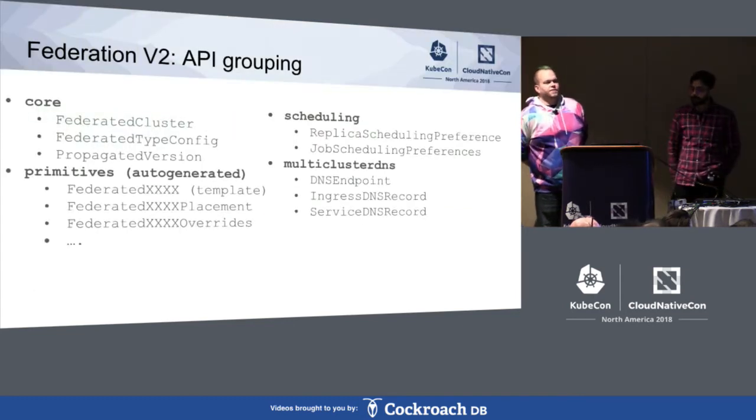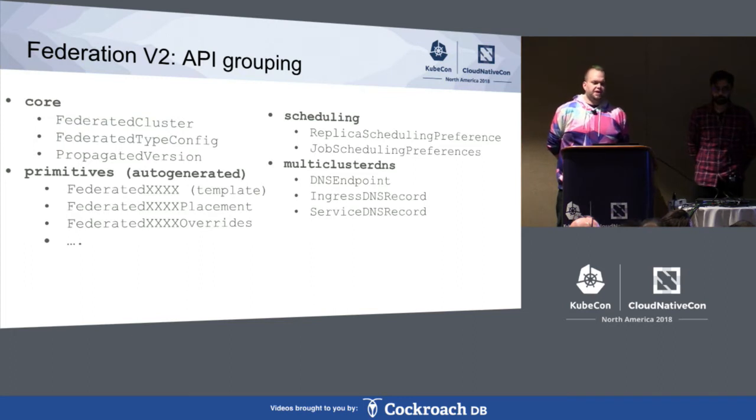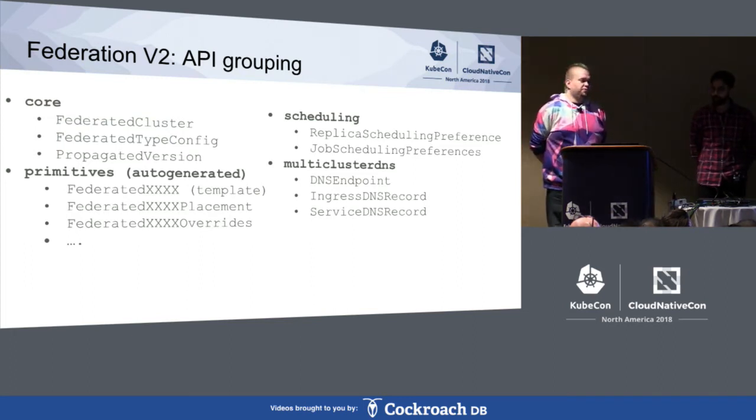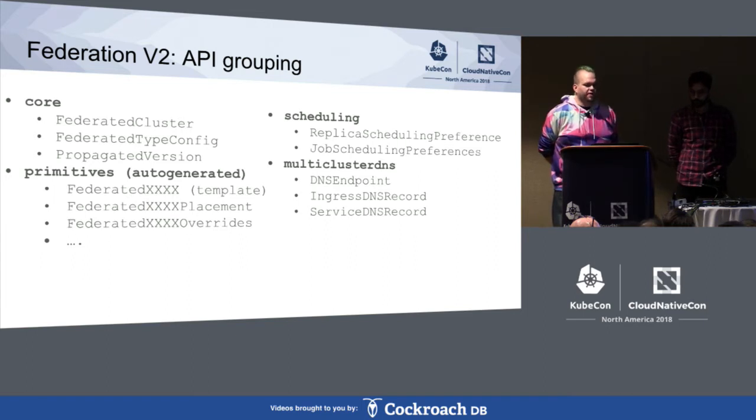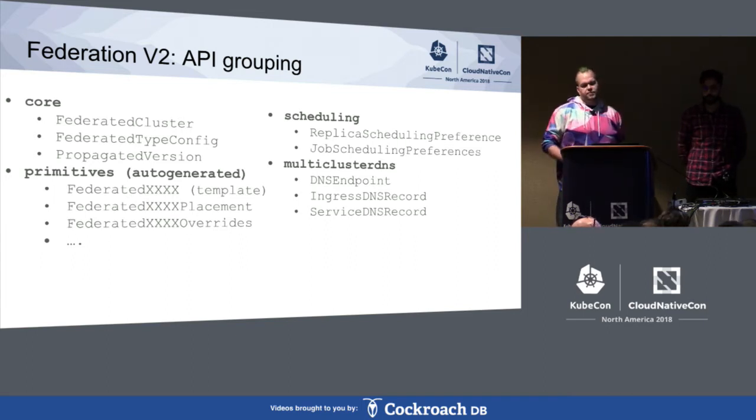So we've thrown a lot of API resources at everybody today, and to keep them straight, we put them into different groups. The federated type config and federated cluster resources are part of the intrinsic API for Federation that programs Federation. Those are in the core group. The primitives group contains the auto-generated resources for the Federation APIs. The scheduling and multi-cluster DNS groups are pretty much what they sound like. They hold resources for the scheduling and DNS APIs.